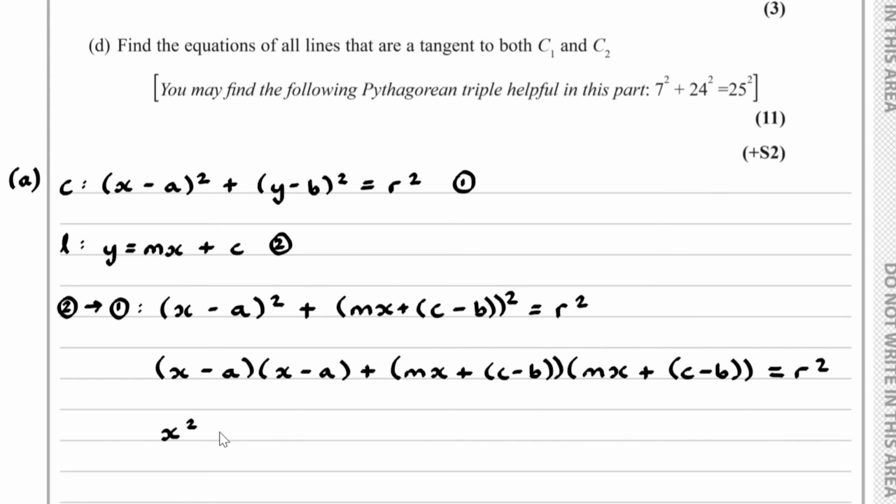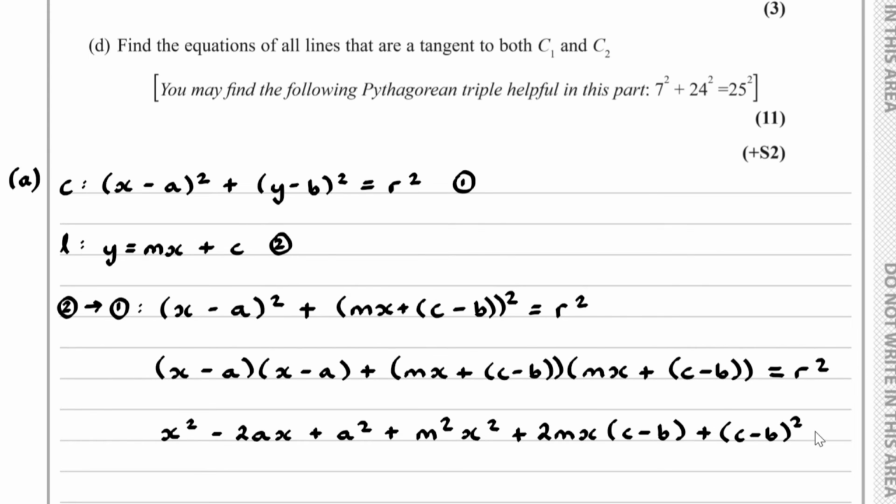So we've got x squared, subtract 2ax plus a squared plus, now here we've got mx times mx, which is m squared x squared, and then we've got twice mx times c minus b, so that's 2mx times c minus b, and then we've got c minus b all squared. Then if I subtract r squared and set this equal to 0, we have the result shown here.